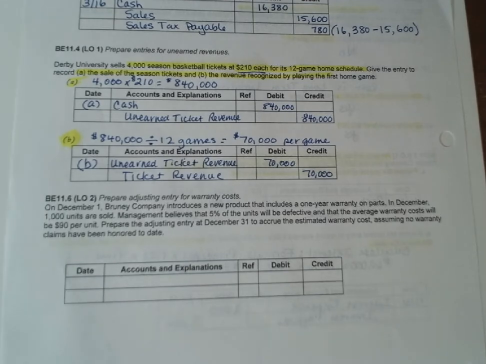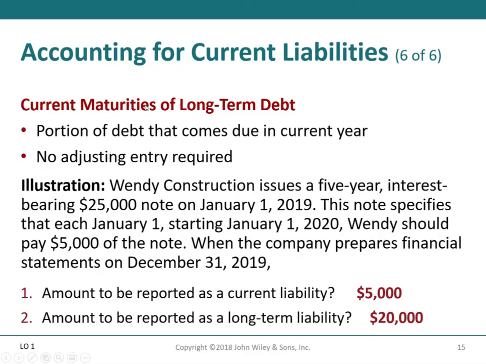Okay, next, let's go back to our PowerPoint. So, current maturities of long-term debt. When we talk about long-term debt, those are mortgages, those are bonds, things that we will repay in greater than 1 year, right? So for it to be a current liability, it has to be paid within the next year. We do have some longer term debt that will be paid in greater than a year.